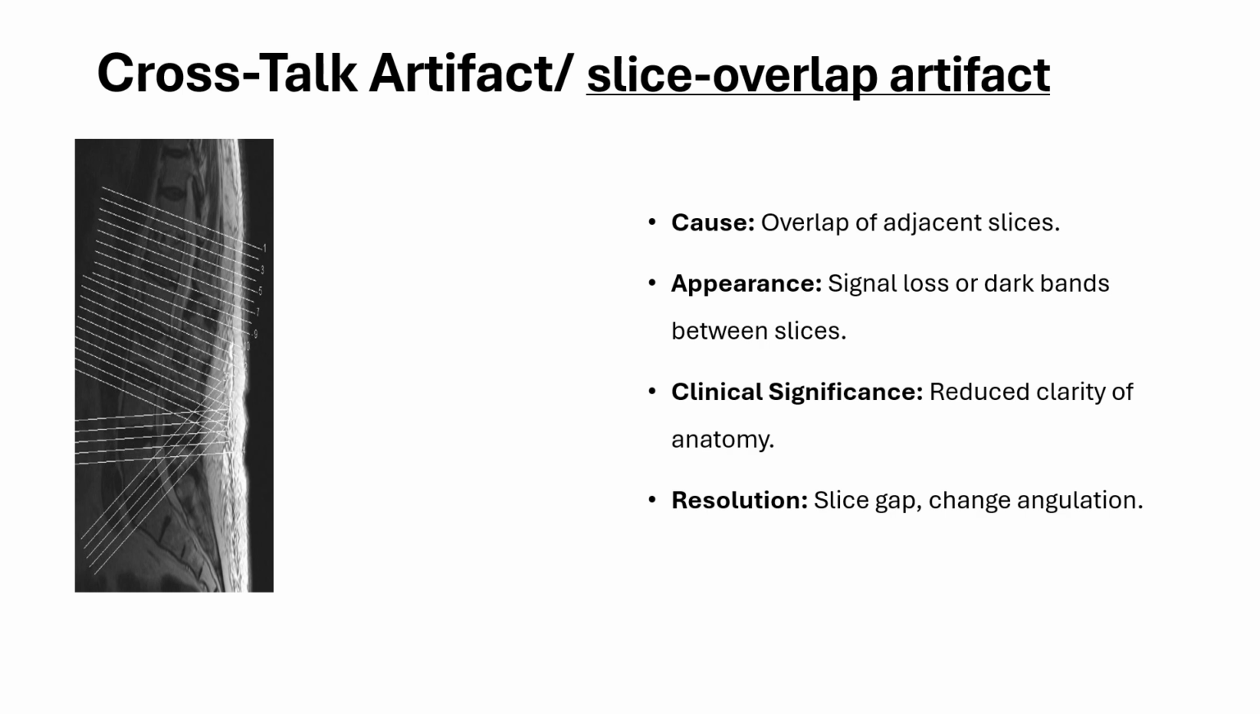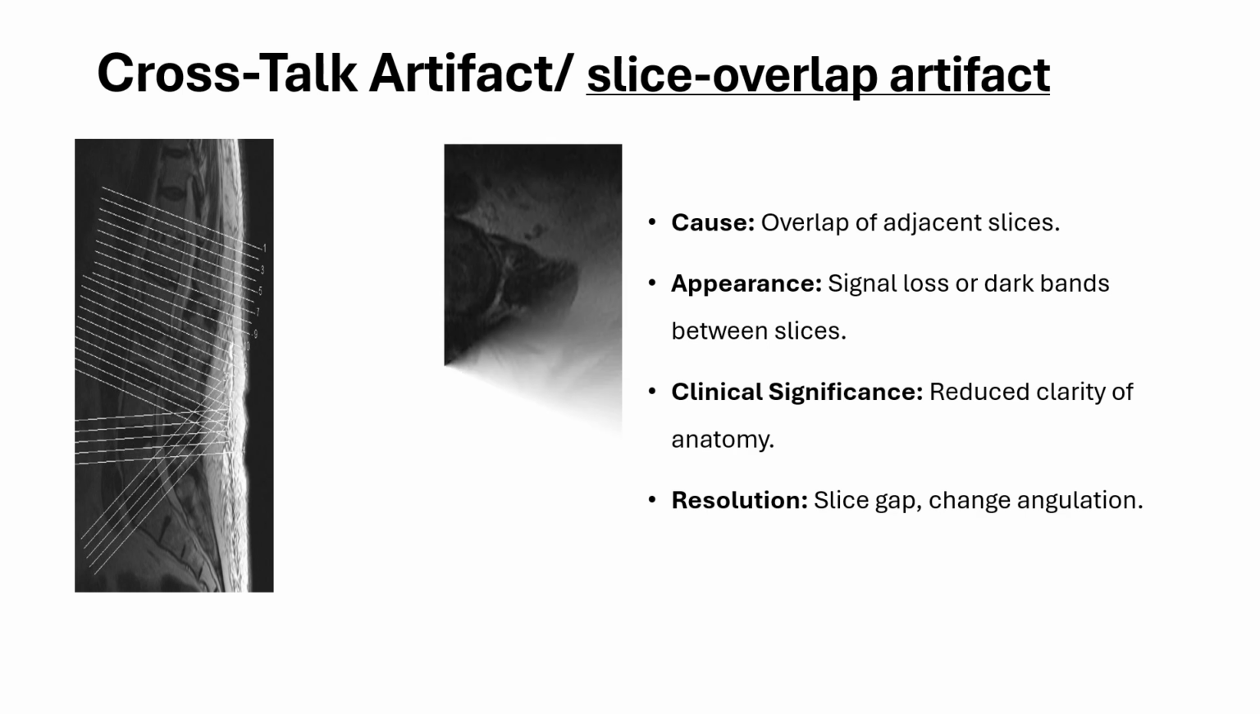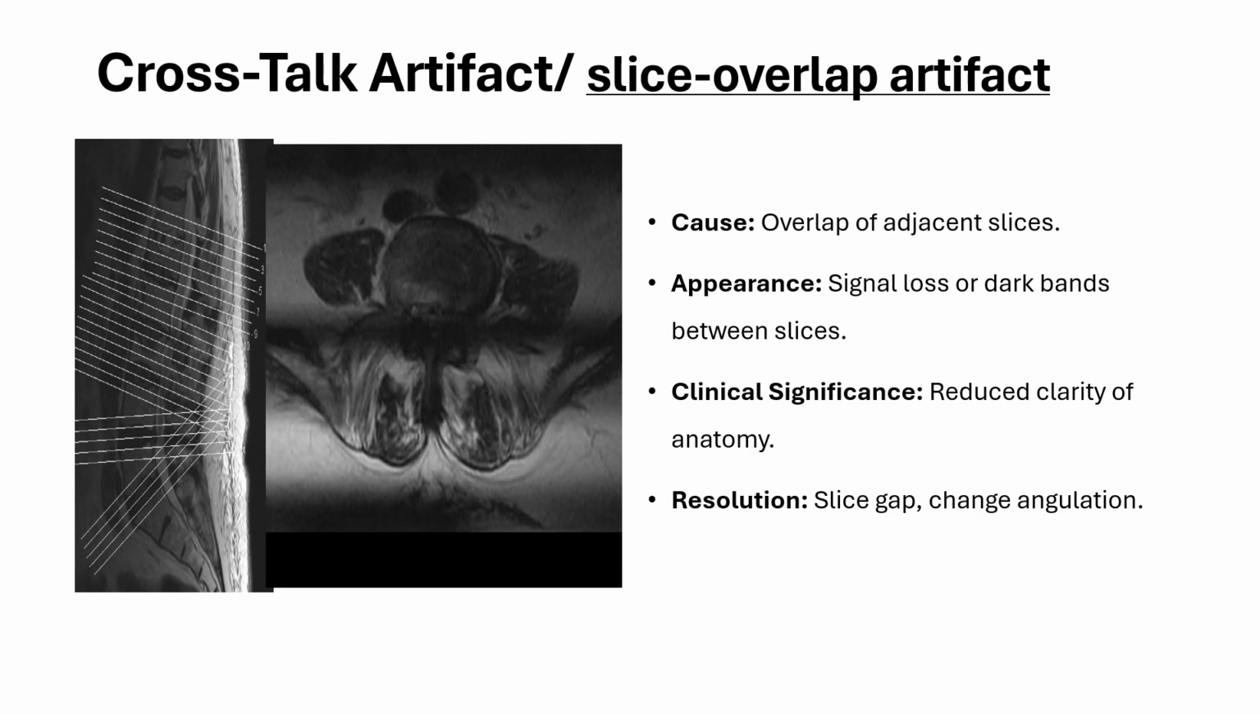Crosstalk artifact or slice overlap artifact is caused by the overlap of adjacent slices. As we can see in this image, there is an overlap of adjacent slices during the planning of the image in MRI scanning. Its appearance is signal loss or a dark band between the slices. We can see this dark band of signal loss crossing horizontally through the axial acquisition. Its clinical significance is reduced clarity of the anatomy, and resolution is by slice gap or changing angulation.